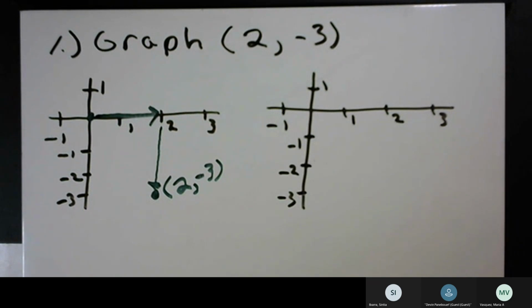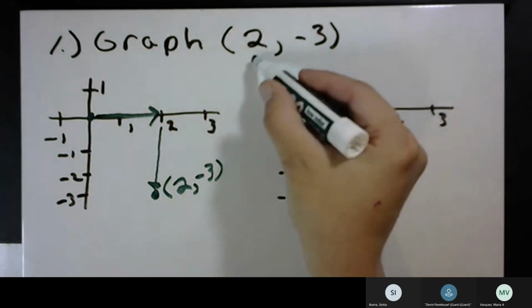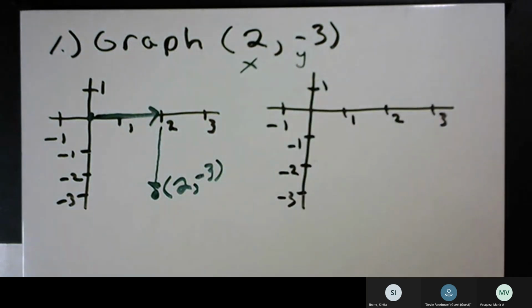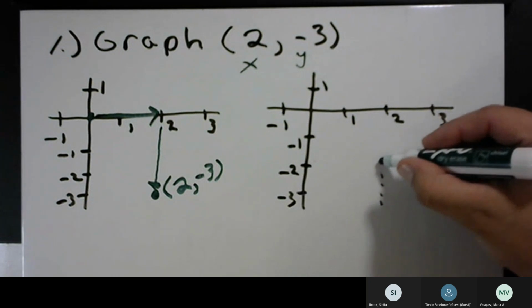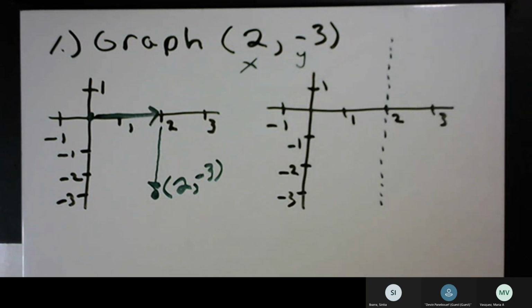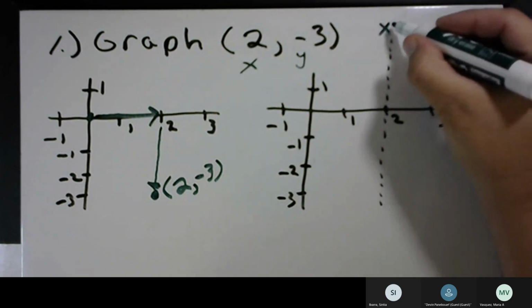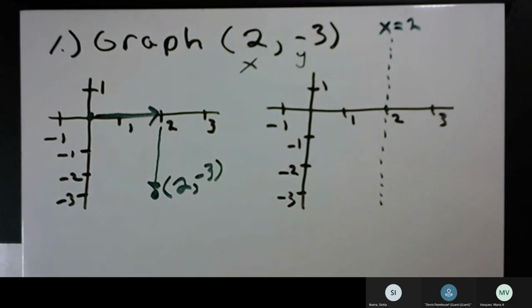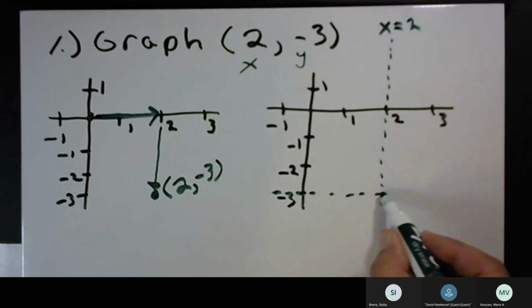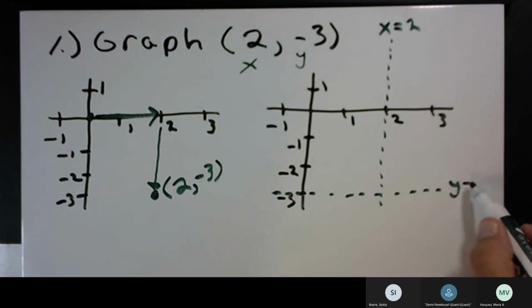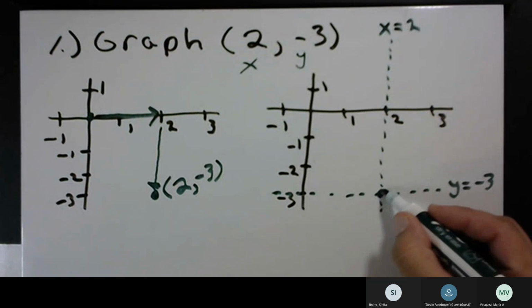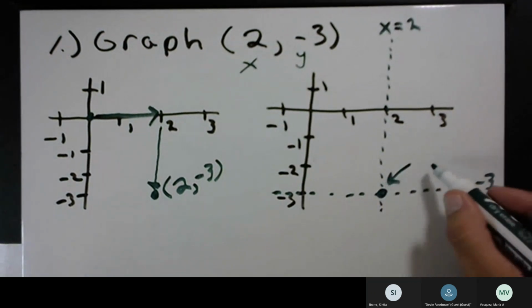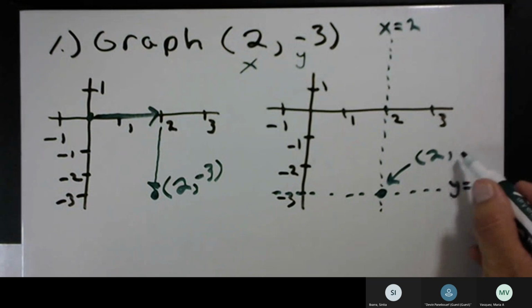Now, another way we can think of graphing it, so again, this is our x coordinate, and that's our y coordinate. We can also think of it as the intersection. I didn't go about this method, but it's a method that I don't think is bad. This is the vertical line, x equals 2. This is the horizontal line, y equals -3. And where they intersect, that's where our point is located.